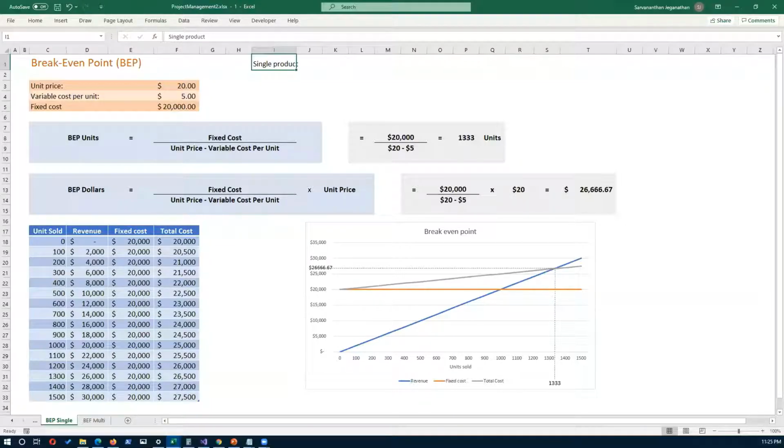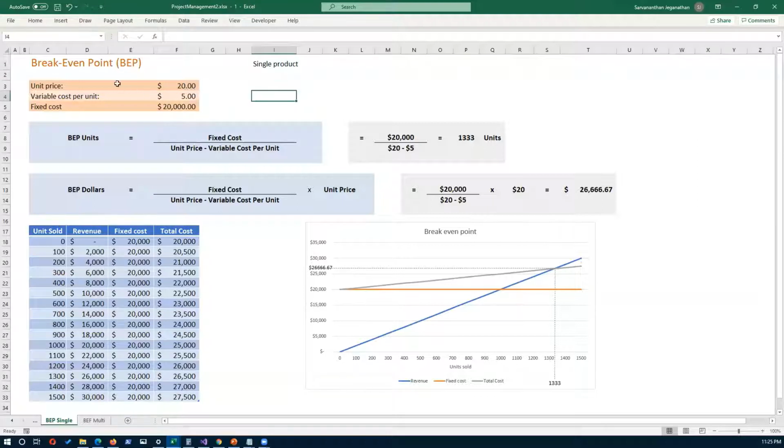In this video, we look at break-even analysis. Break-even analysis is carried out to answer questions such as how many products should we sell to cover all costs, and at what point do we make profit? Now let's take a simple scenario here.